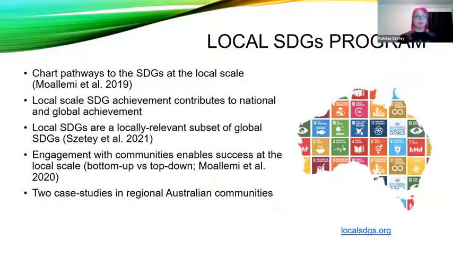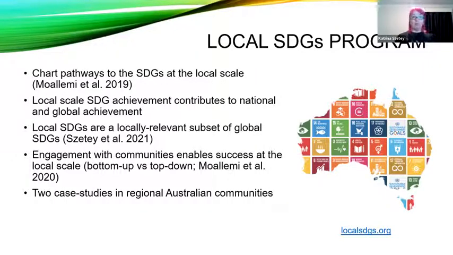So I'll begin with a quick overview of the greater research project that my work forms a part of. It's called the Local SDGs Program. The goal of this program is to chart pathways to the Sustainable Development Goals at the local scale, because we believe that the SDGs will only be fully realised through a combination of global, national and local implementation. Not only that, but we think that local scale SDG achievement also contributes to national and global achievement.